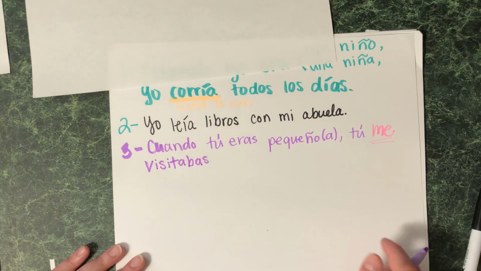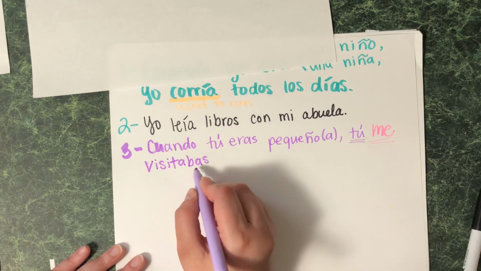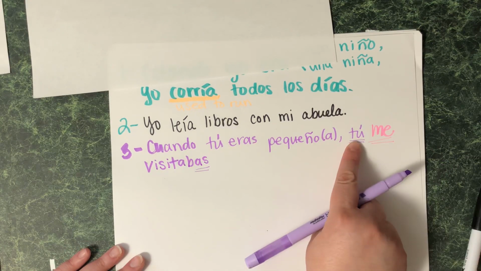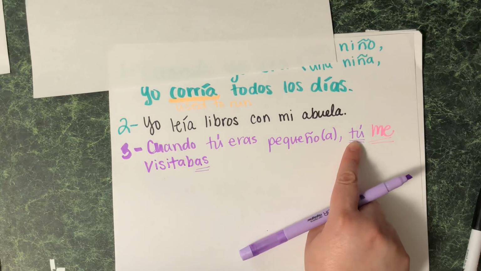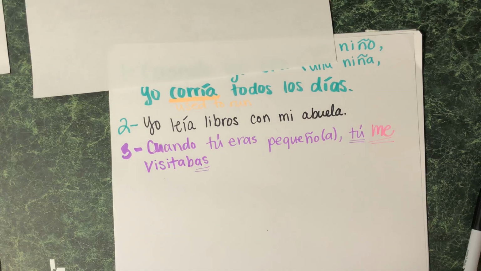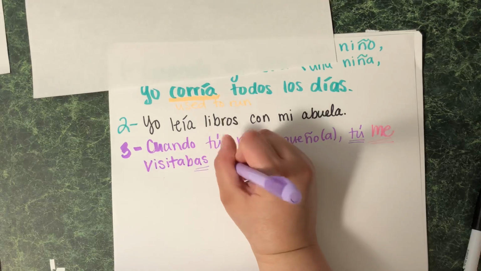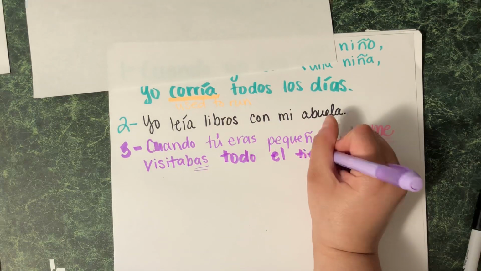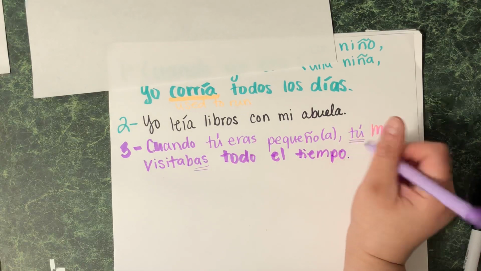Tú me visitabas. Here is your subject-verb agreement. You don't conjugate it with the IOP. You conjugate it with the subject, the person that is performing the action. So, tú me visitabas all the time. Todo el tiempo.